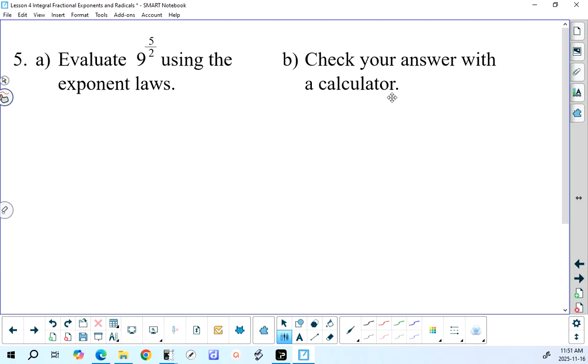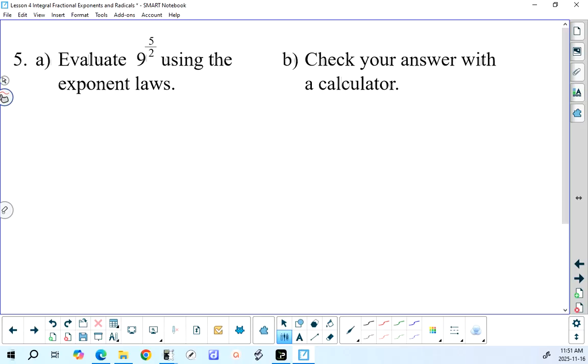Now, I'm not sure why I have number 5 here. I'm just going to refer to my notes. It jumps in my note package from 2 to 5. I really don't know why that is. Don't worry about it. It says, evaluate 9 raised to the 5/2 using the exponent laws. We're not using our calculator. We will check it with a calculator in a second.